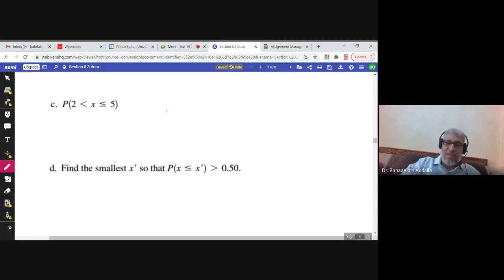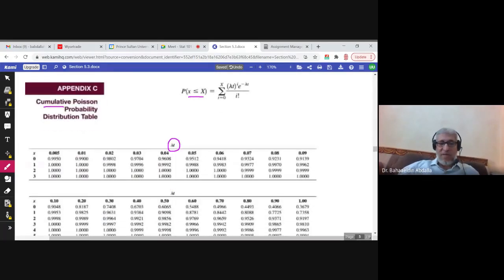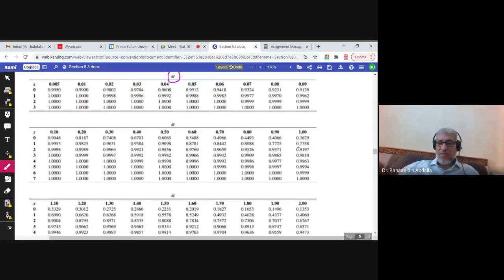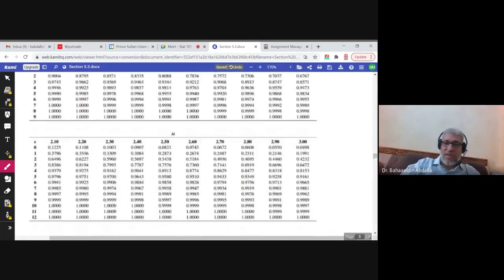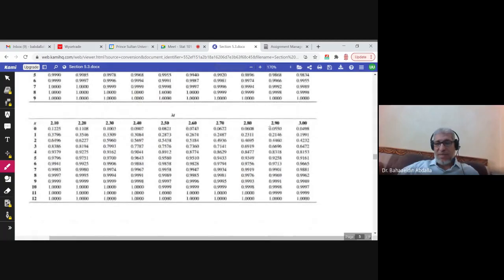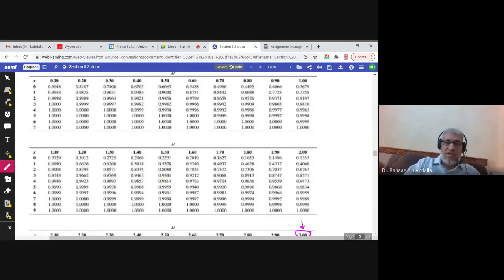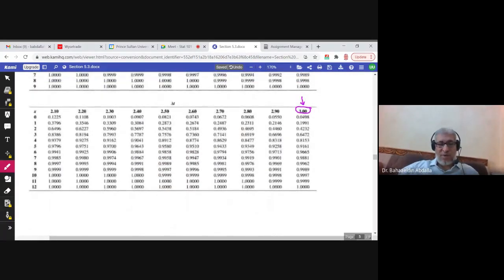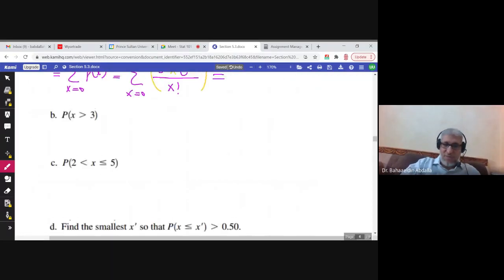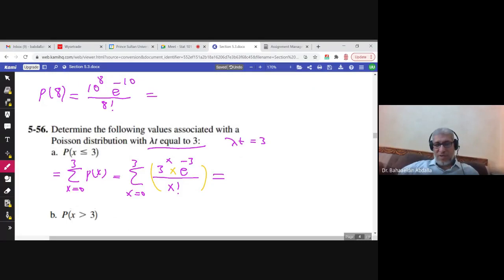Lambda t is 3, so search for 3. The largest is 0.09, 1, 2, 3. So this is lambda t is 3. This is the column we need to search in. Okay, so this is our column. Now what do we need to find? Probability of x less than or equal to 3. This is 3. So less than or equal to 3 would be this number, 0.6472. So if you use the calculator, the answer should be 0.6472.